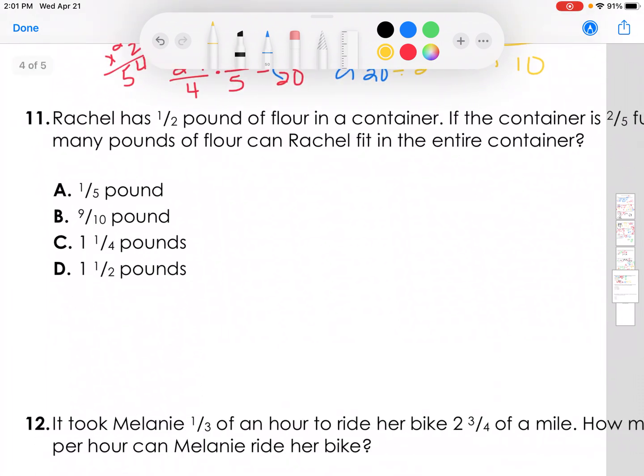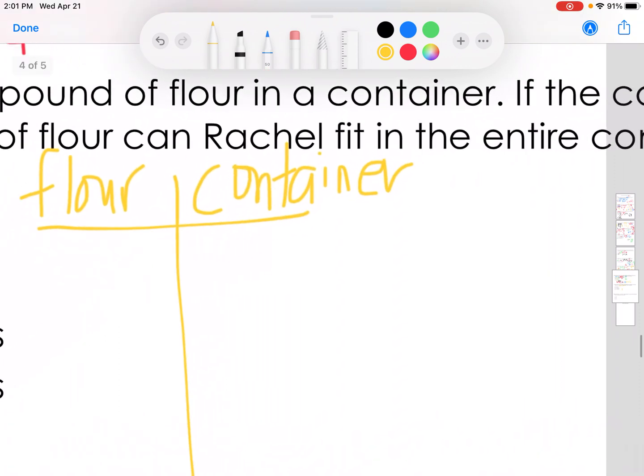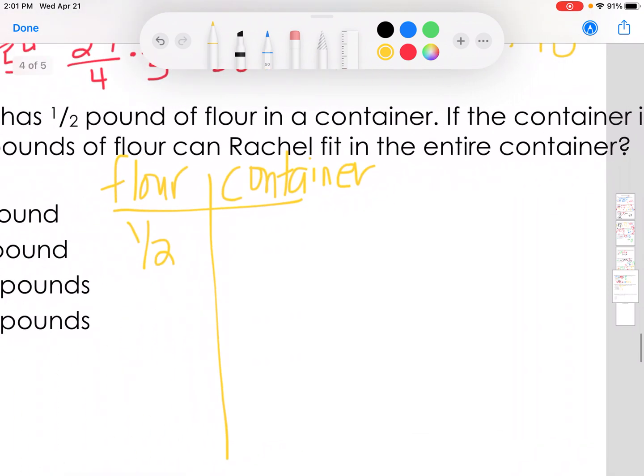Rachel has 1/2 pound of flour in her container. The container is 2/5 full. How many pounds of flour can Rachel fit in the entire container? So I have flour and the container. So I know that 1/2 pound of flour is 2/5 full. So then what would fill the entire container? So one whole container.